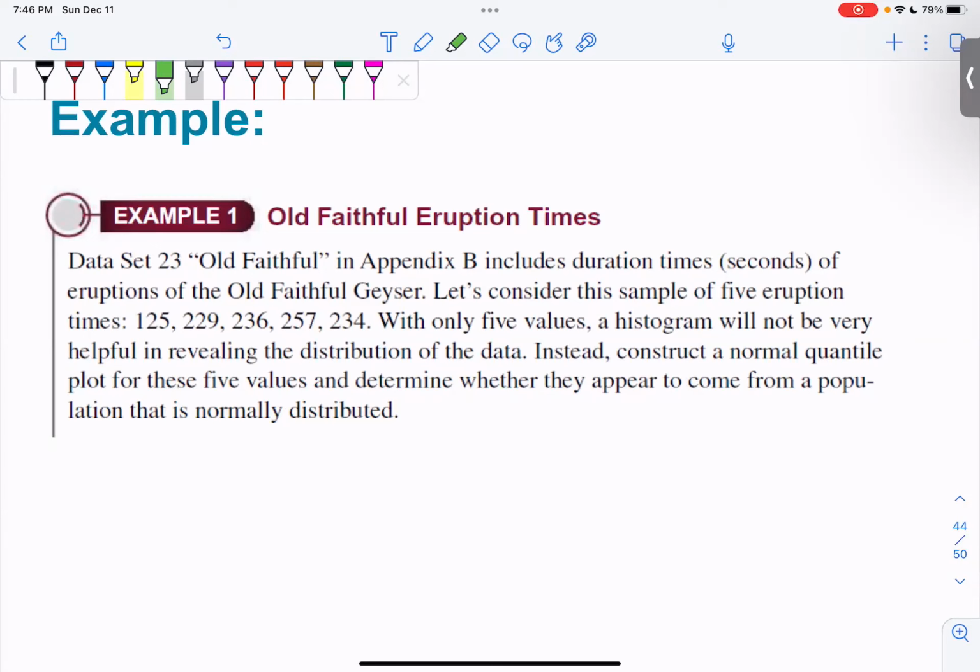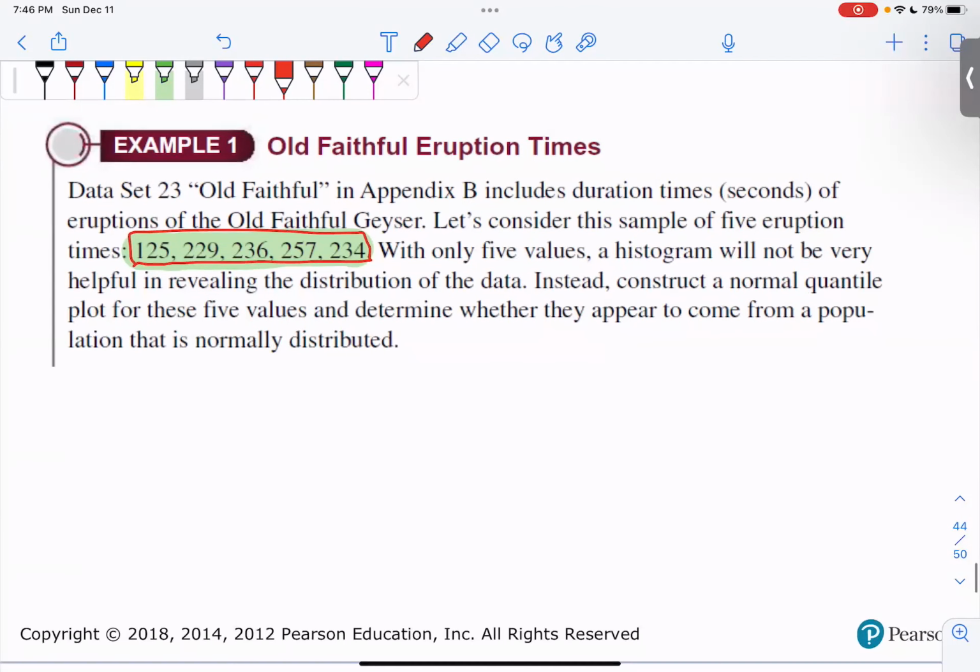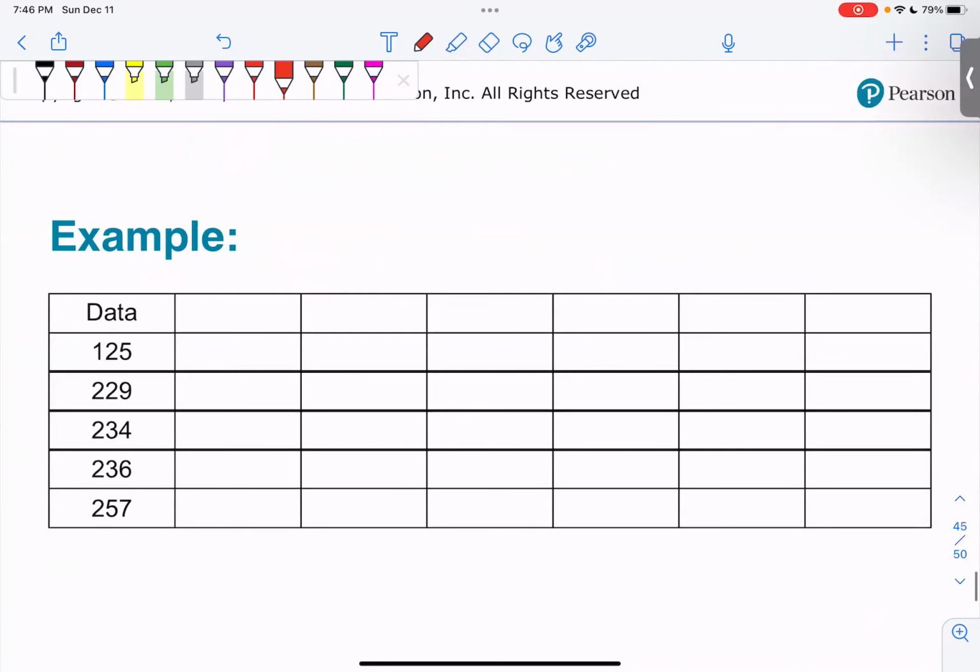So here in this example, we have this data set. We have 5 values, and we'll study the same data set, and later I'll show you how to use StatDisk for this one. So let's see. The first step we did say is to arrange this data, which I put here, arranged. And then how many values do we have? 1, 2, 3, 4, 5. So now n equals 5.